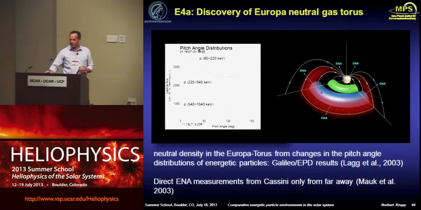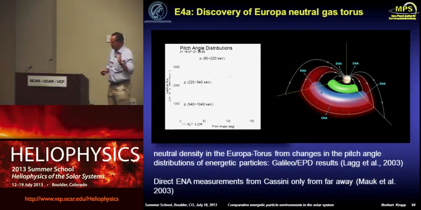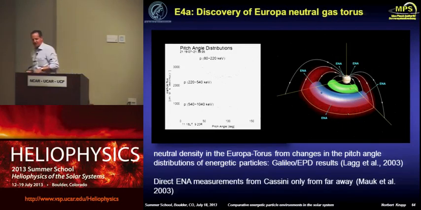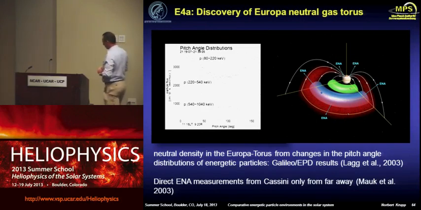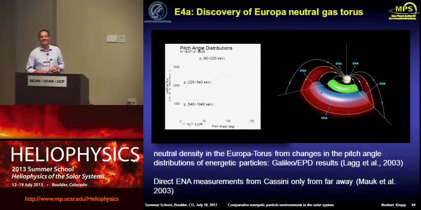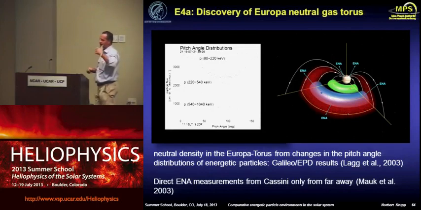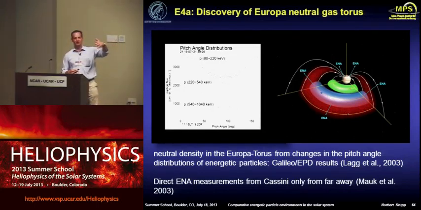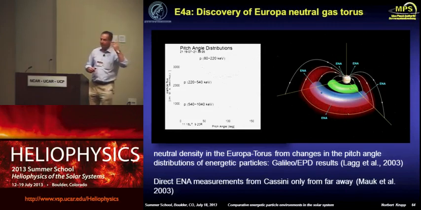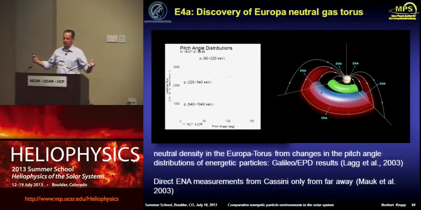So let's start with the discovery of the Europa torus, and this is one of my favorite subjects because it has been identified by looking at pitch angle distributions of energetic particles, which was by some referee not accepted because there was no image present. And the image of the Europa torus was then later shown by an ENA image from the Cassini flyby at Jupiter, and then it was confirmed that there has to be a Europa torus neutral gas cloud along the orbit of Europa.